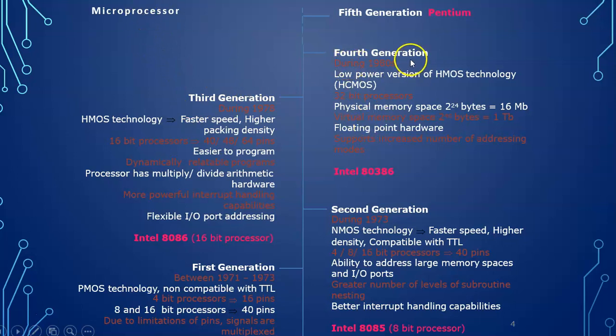And for the fourth generation, during the 1980s, it is the Intel 80386, and for the fifth generation, Pentium.